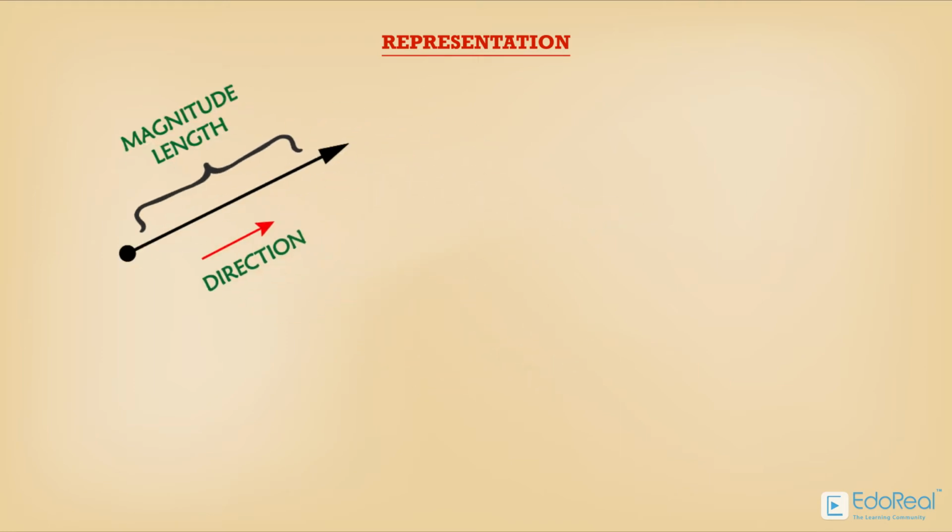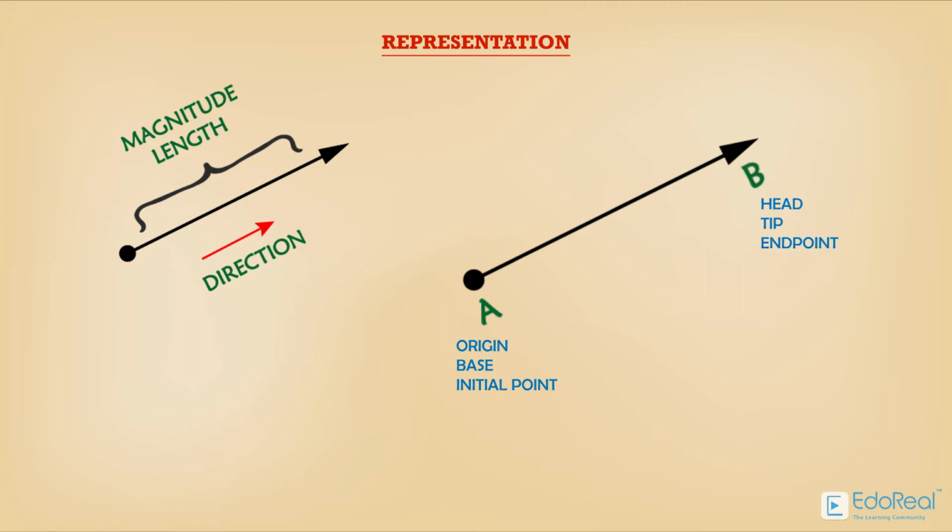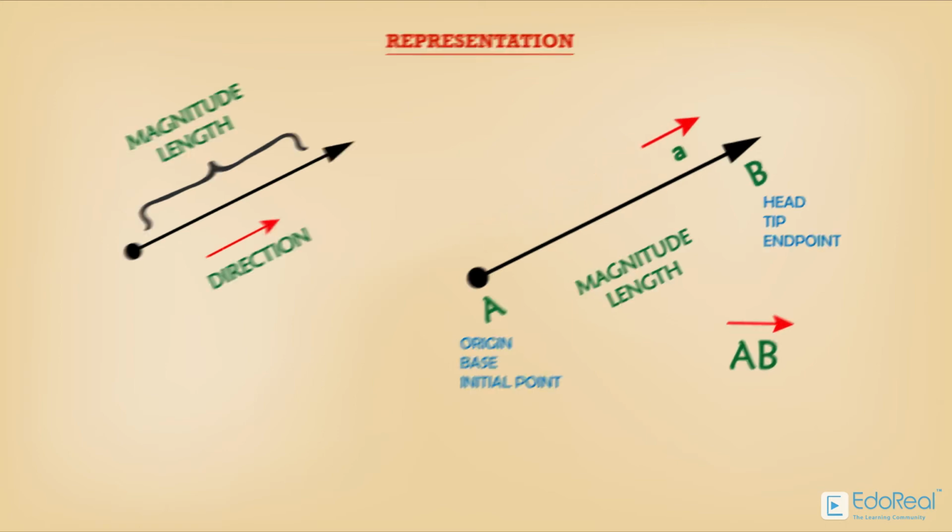Let us consider a vector drawn from point A to point B. Here, point A is called the origin, or base, or initial point. The point B is called the head, or tip, or endpoint. The distance between the two points is the magnitude of the vector. The direction of displacement, from A to B, refers to the direction of the vector.